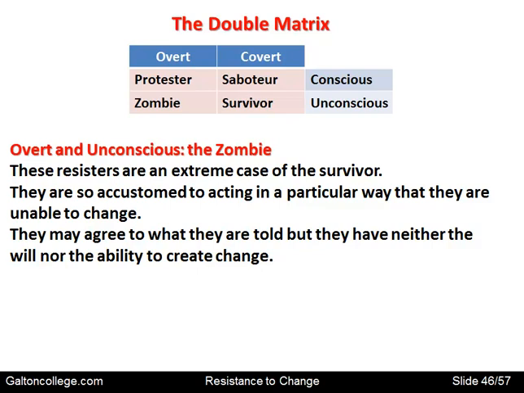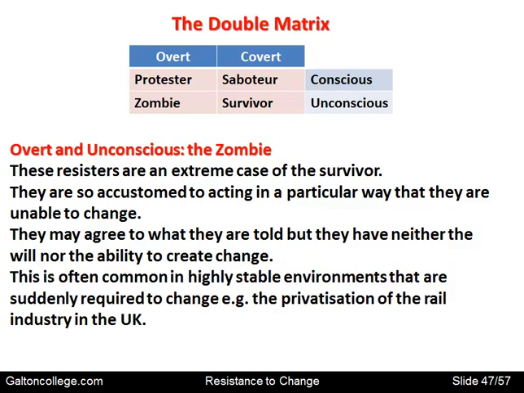They oppose it. It's often common in highly stable environments that are suddenly required to change. For example, in the privatization of the rail industry in the UK, there were people who had worked for the rail industry and worked well for the rail industry. Honestly and openly had worked well for the rail industry for many years, doing a good job.